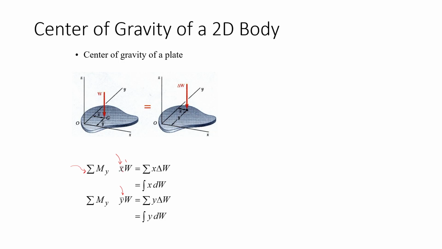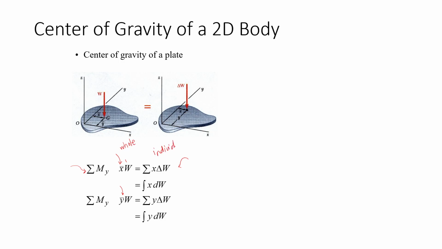to x, that's why it's bar x, times the total weight, that's why it's big W, is equal to the summation of x delta W. So this summation here is composed of individual components summed up into a larger component. So meaning this one is the whole picture. This one is the individual component.